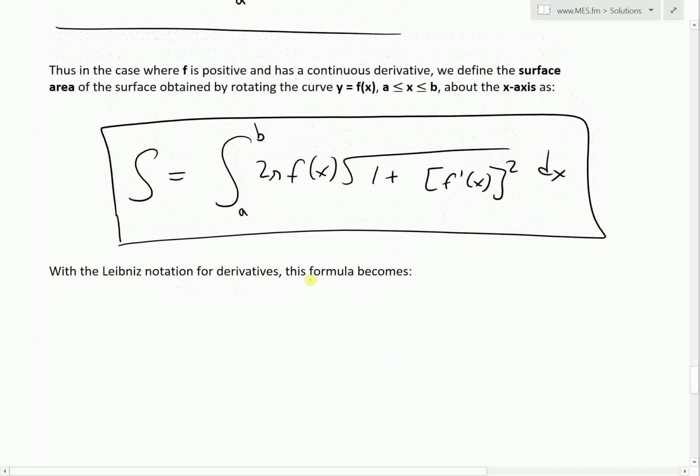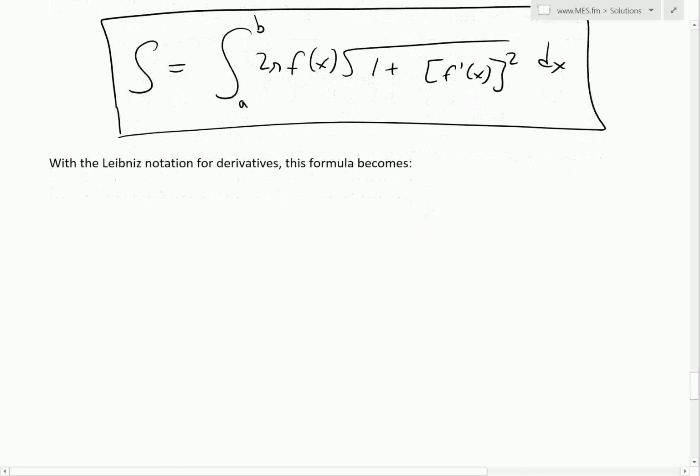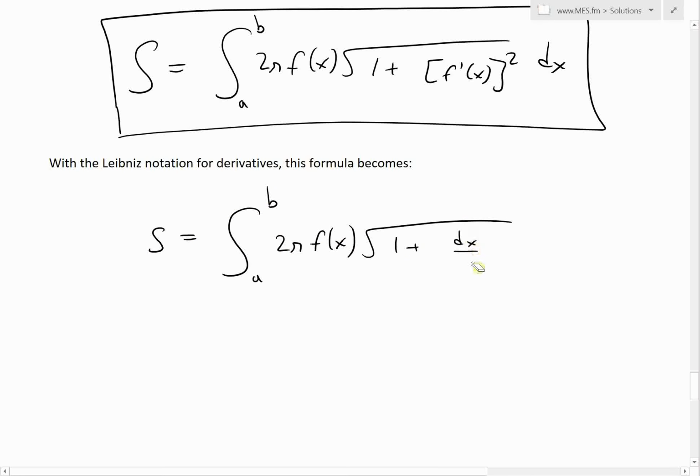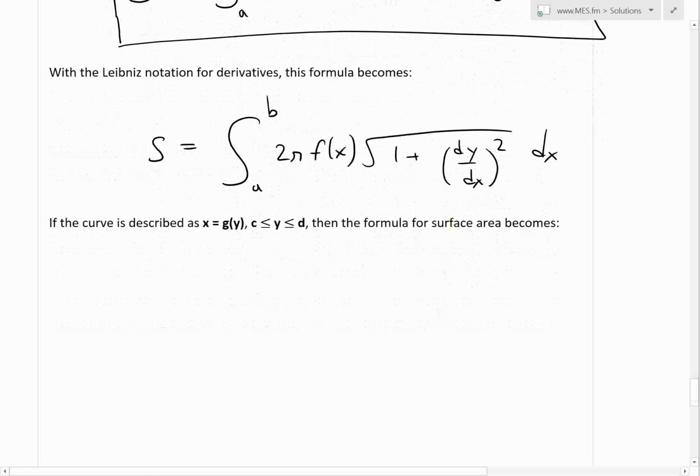And with Leibniz notation, because we have this derivative inside, similar to the arc length formula that we wrote in Leibniz notation, and again you can learn more about this in my earlier video, what we'll have is the surface area. Let's write S is equal to the integral from a to b of 2 pi f of x, times square root of 1 plus dy over dx, which is how you write the derivative in Leibniz notation, squared, and then dx.